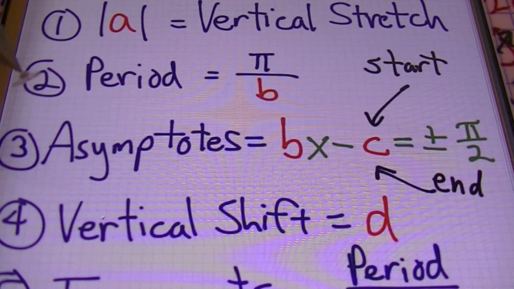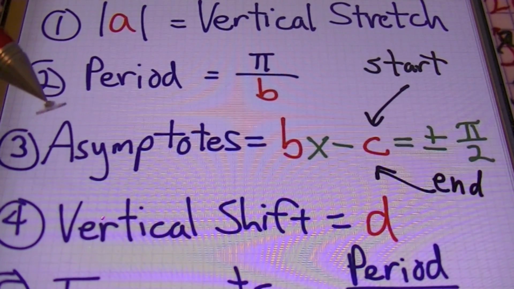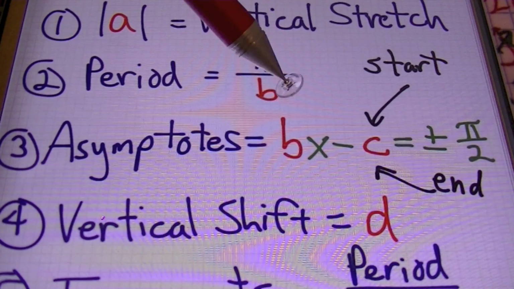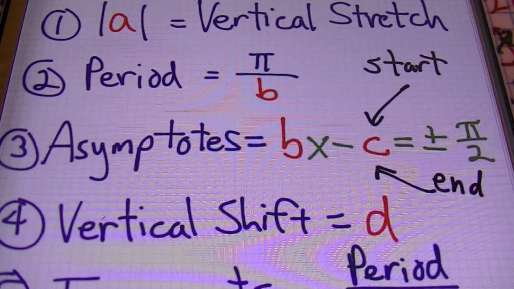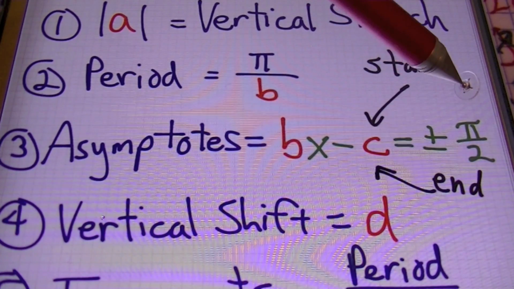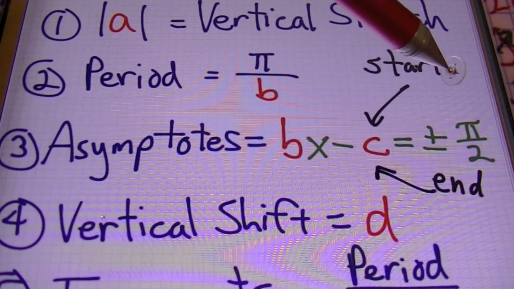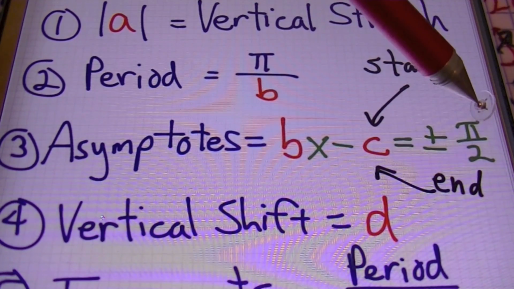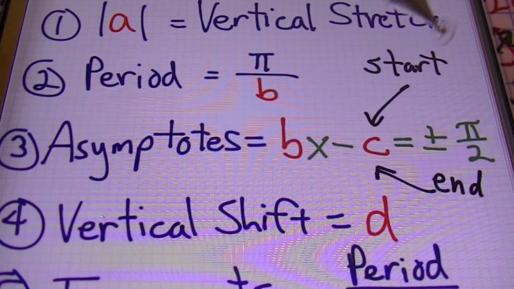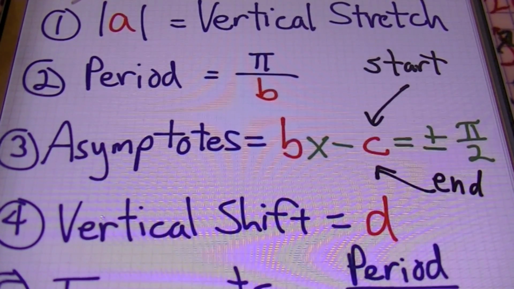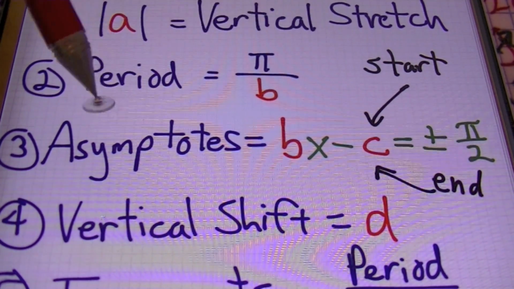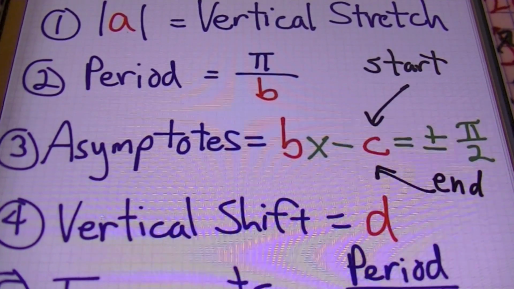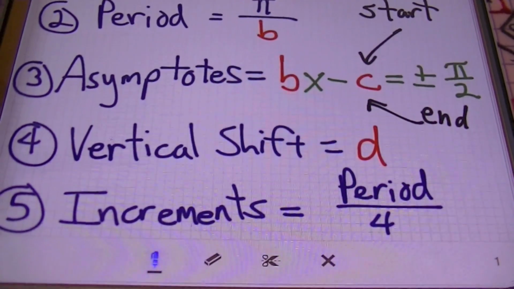In those situations, you'll end up with an undefined result, which is why we have the equation bx minus c will equal plus or minus pi over 2. The reason being is that at 90 degrees, you'll end up with 0 in the denominator. And at negative pi over 2, or 270 degrees, you'll also have 0 in the denominator, which is going to be an undefined tan result. So we'll be working with asymptotes, the areas on the graph where you cannot have any points when we're graphing our tangent function today. All right.